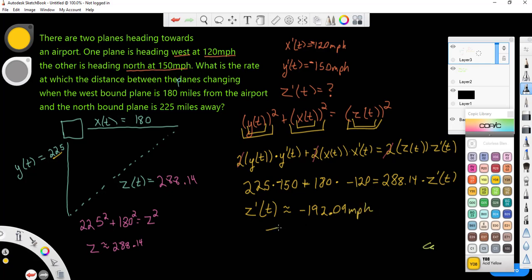Now it's important that we have the negative there. The reason why is that that negative is telling us that as time moves forward, these planes are getting closer together. Now let's just stop. Does that make sense? Well, as this plane heads towards the airport and this plane heads towards the airport, doesn't it make sense that as they head towards the airport, the distance between them would get smaller?